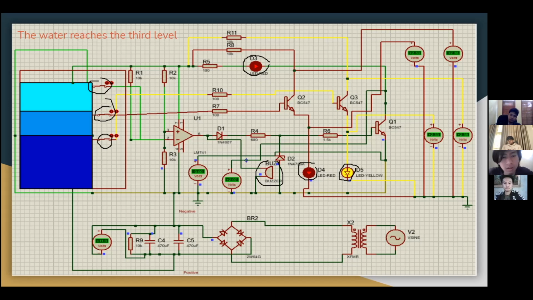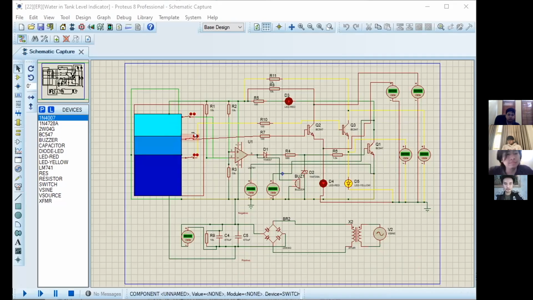For further information, we will run the simulation in Proteus. As you can all see, this is our simulation for the water tank level. At first, we allocate the switches as open, indicating there is no water. So we open all the switches like this. We run it, and as you can see, no LED turns on, and the buzzer is not activated, if you can hear the sound.